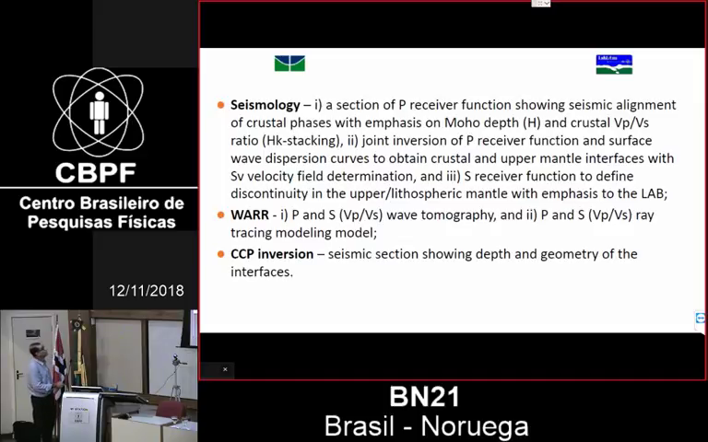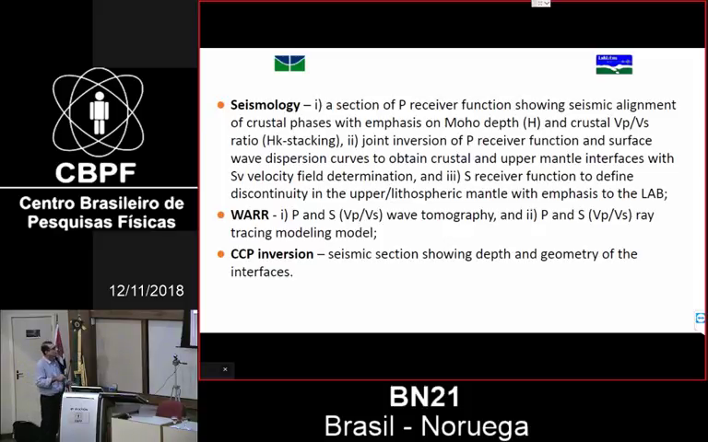In the seismology case, we hope to obtain a section with depth of the basement and crustal Vp/Vs ratio, that is the Poisson ratio along the profile. With the joint inversion of P receiver function and surface waves, we hope to have a model of S waves and crustal discontinuity along the profile, and with S receiver function, we intend to help map discontinuities in the upper lithospheric mantle, with emphasis on the lithosphere-asthenosphere boundary.